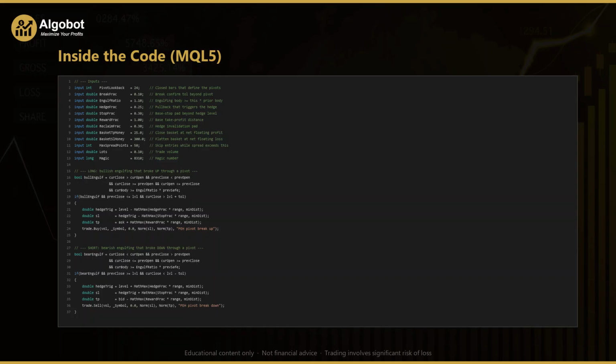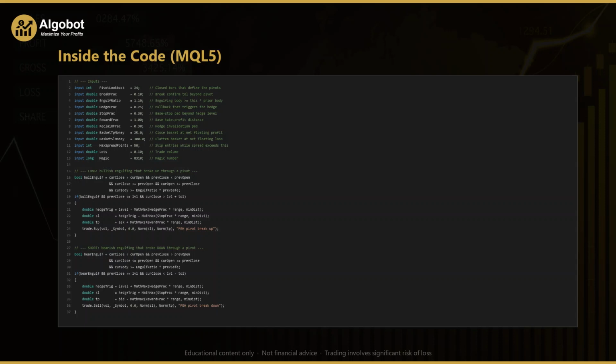When that's true, and the previous close was at or below the level while the current close is above it plus the tolerance, the strategy computes the hedge level, the stop loss below it, and the take profit above entry, then calls trade.buy. The short block is the exact mirror.